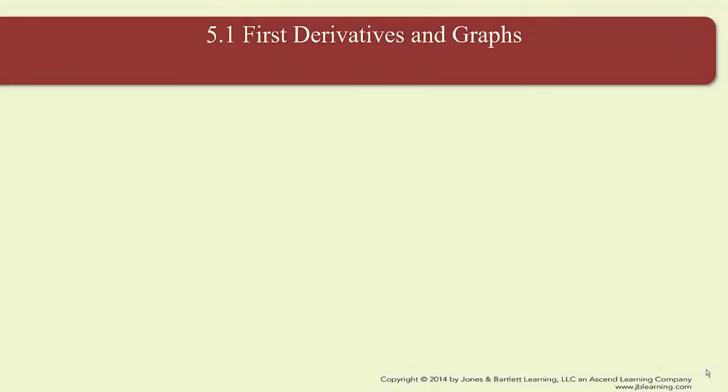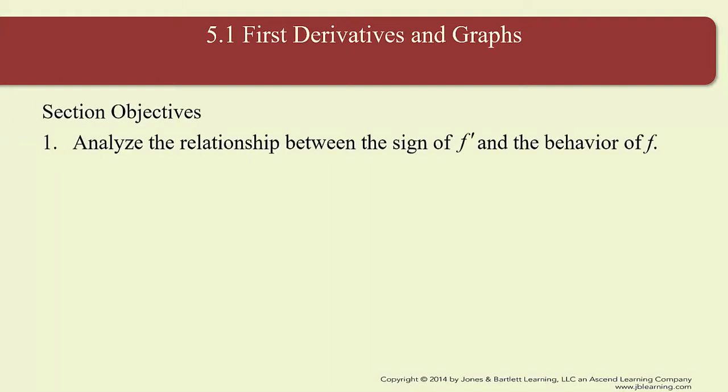All right, folks, Chapter 5 is all about the derivative and applications of the derivative. Here in Section 5.1, we're going to look at first derivatives and what it tells us about the graphs of functions. So our section objectives in Section 5.1 will be Objective 1, analyze the relationship between the sign of f prime and the behavior of f.